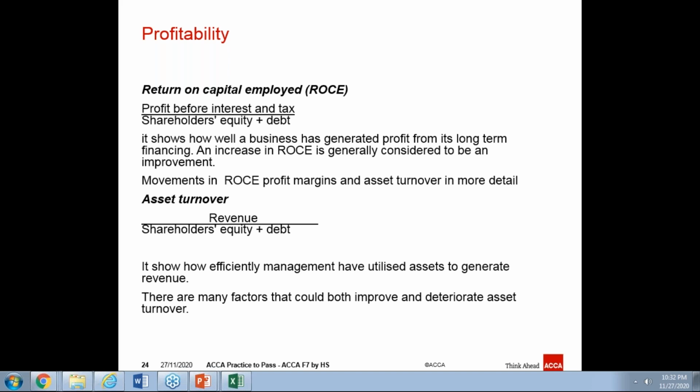Don't use the formula total assets minus current liabilities while calculating ROC or asset turnover. We will always have to include current liability loan liability in capital employed.